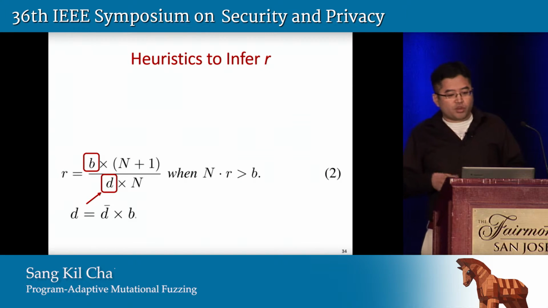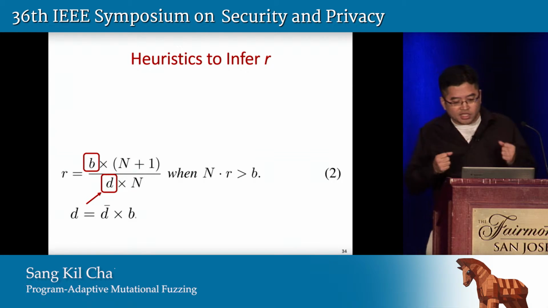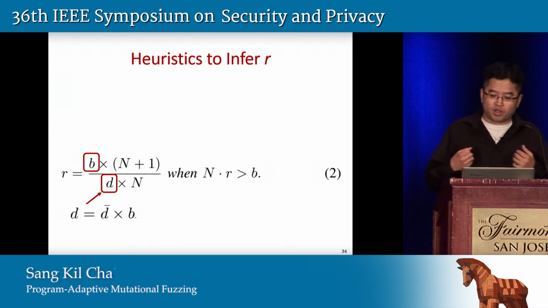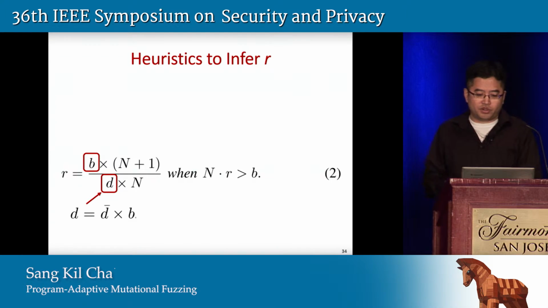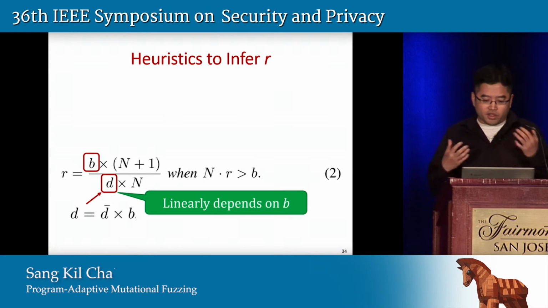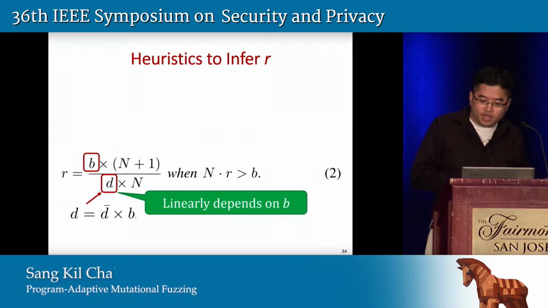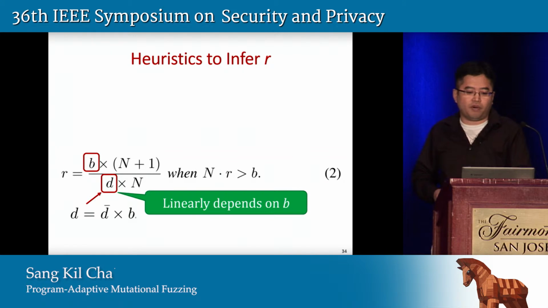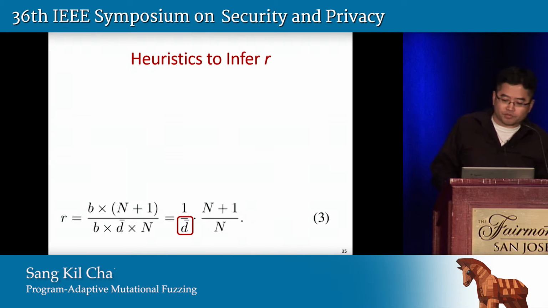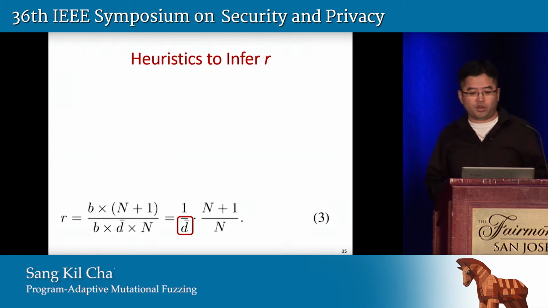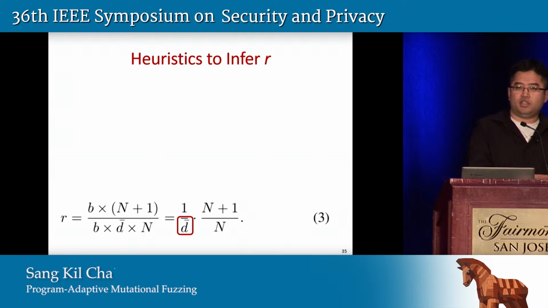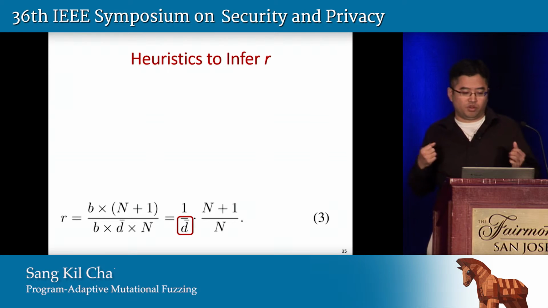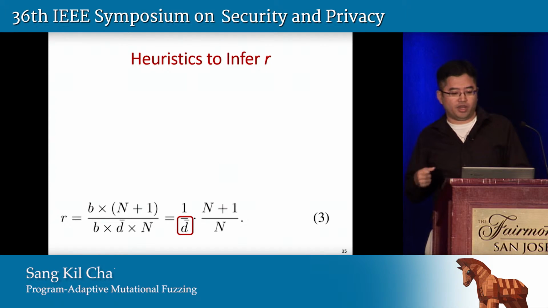So in this paper, we use the following heuristic that estimates the value of d with the multiplication of average d bar and b. This heuristic assumes the value of d linearly depends on the value of b, and this allows us to simplify the formula as follows. And therefore, all we need to do here is to compute the d bar from our white box analysis and estimate a good mutation ratio for a given program and a seed.